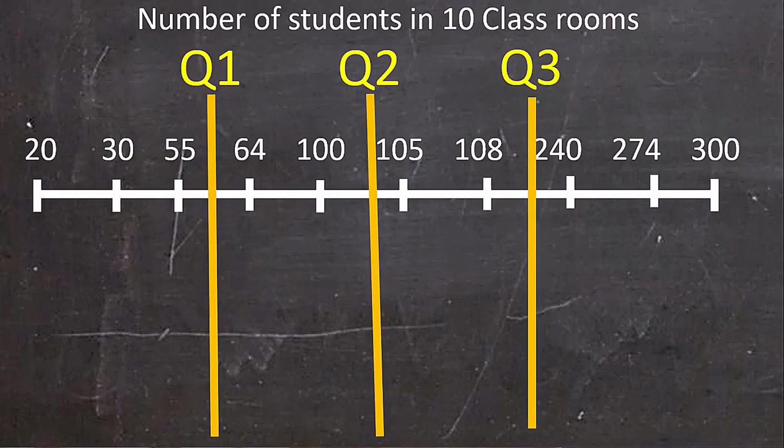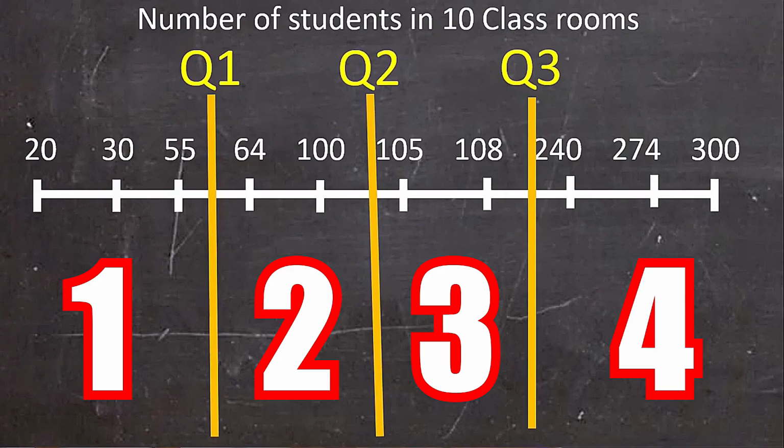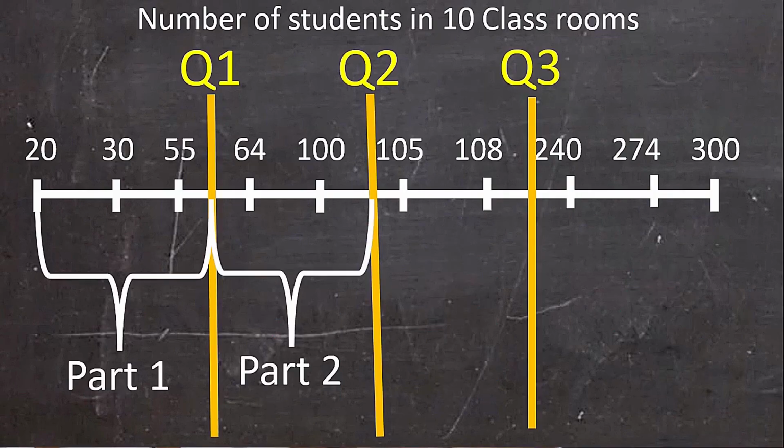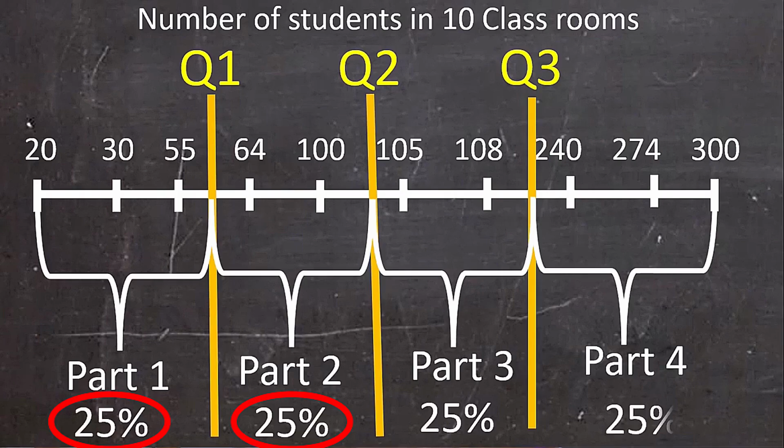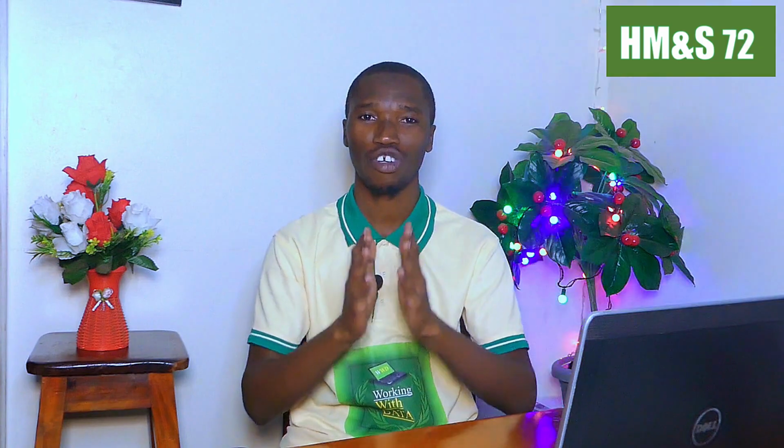Now, those 3 lines divide our dataset into 4 equal parts. This is the first part. This is the second part, this is the third part, and this is the fourth part. Each part contains 25% of the dataset. So Q1, Q2, and Q3, those are the quartiles. Let's switch on to Excel and we get to know more about quartiles.